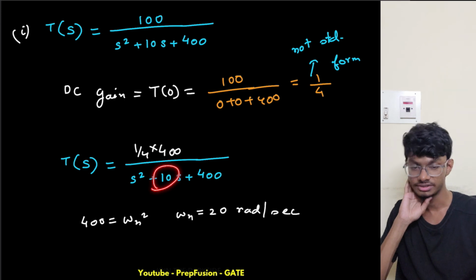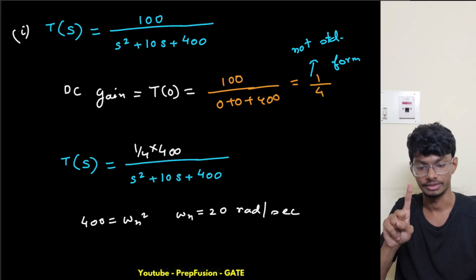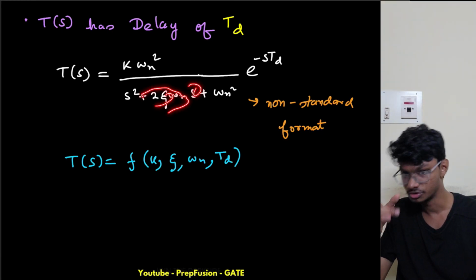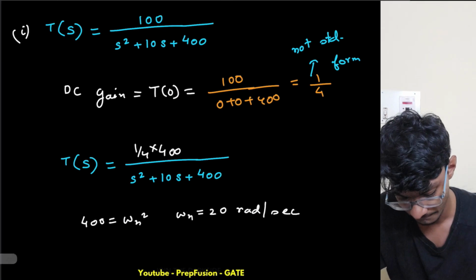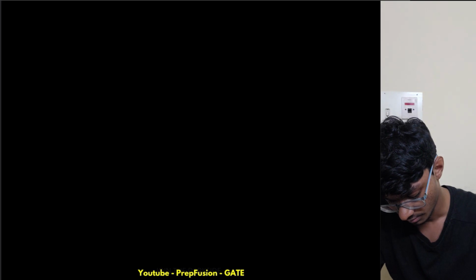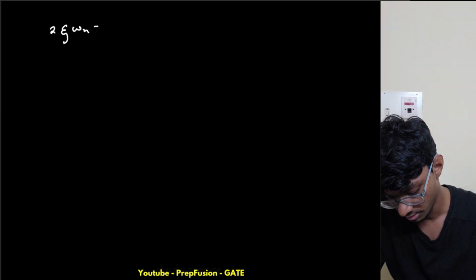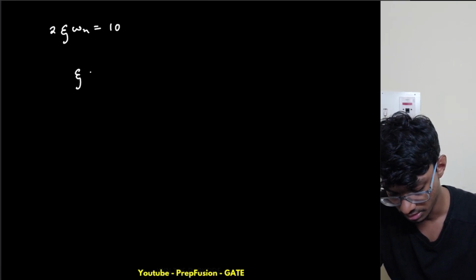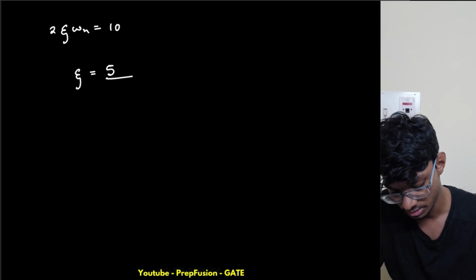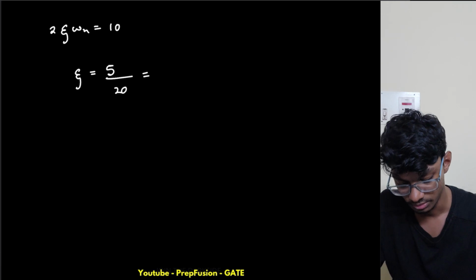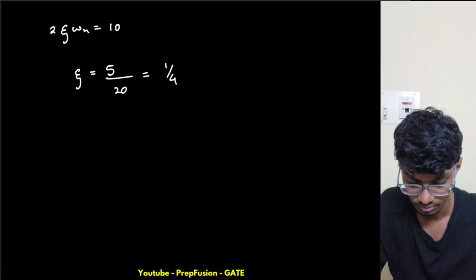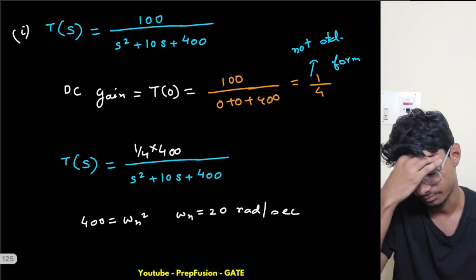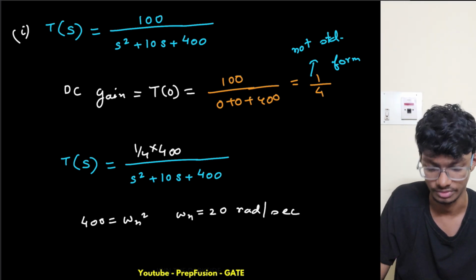Now what is this equal to? The coefficient of s is 2 zeta omega n, right? That was written here basically. The coefficient of s is 2 zeta omega n. So 2 zeta omega n equals 10. Omega n I know, zeta I have to find. This is 5 divided by omega n, which is 20, right? So zeta is 1 by 4, which equals 0.25. The significance of this we will understand when we study the damping ratio. So this was the first question.